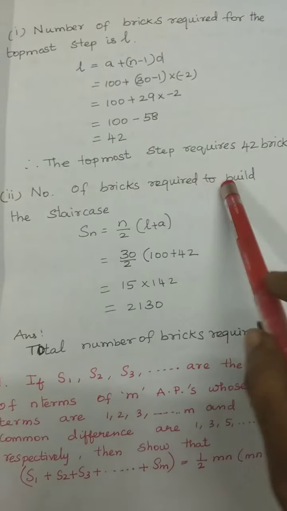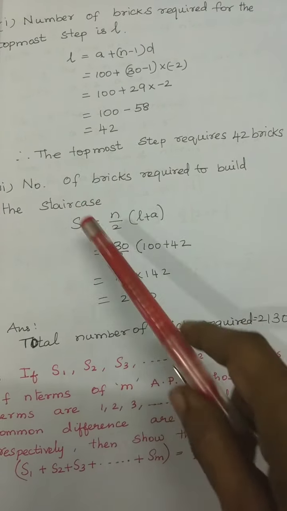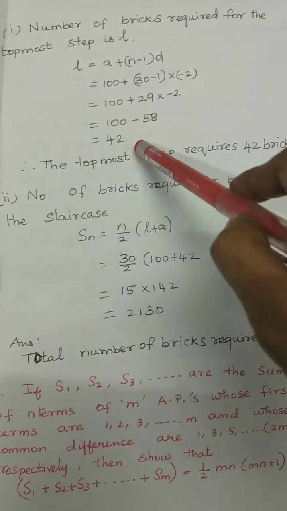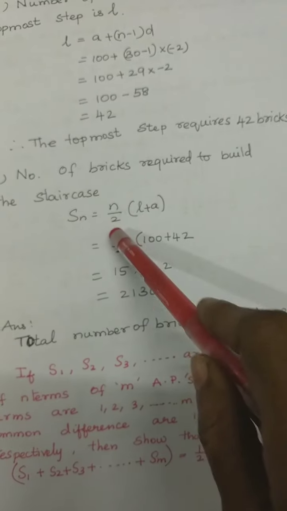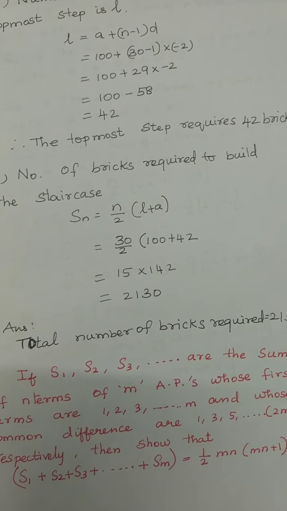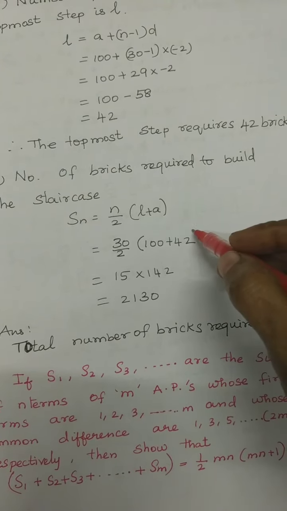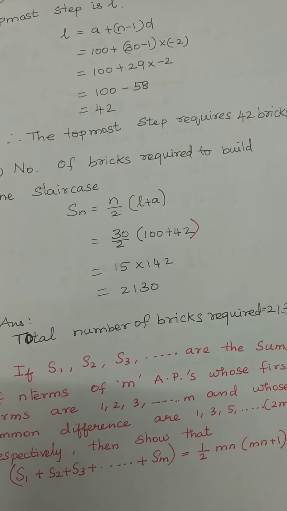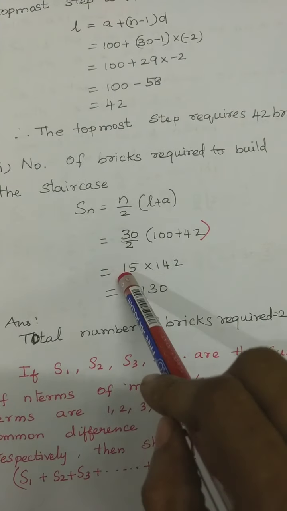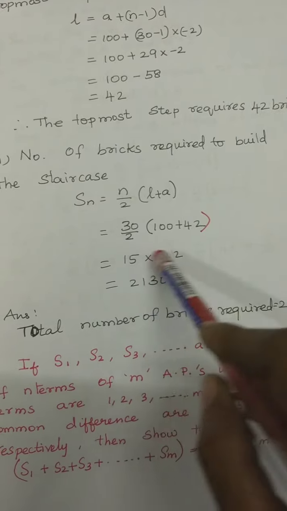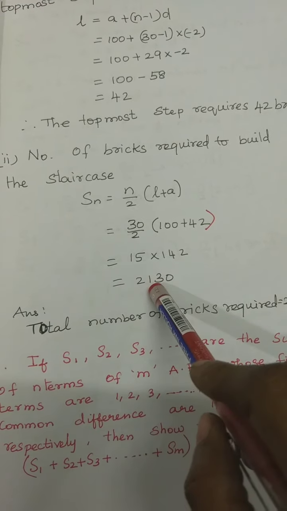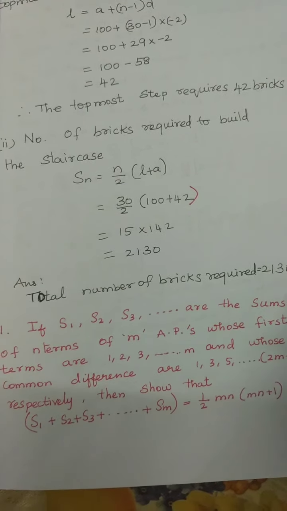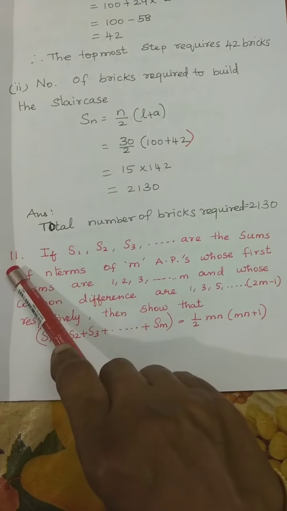The number of bricks required to build the staircase: Sn = n/2 × (l + a). We know the last step, so we can use this formula. 30/2 × (100 + 42). We can cancel 30 and 2, it will come as 15. So 15 × 142, if you multiply, is 2130. The total number of bricks required is 2130. Then the 11th sum.